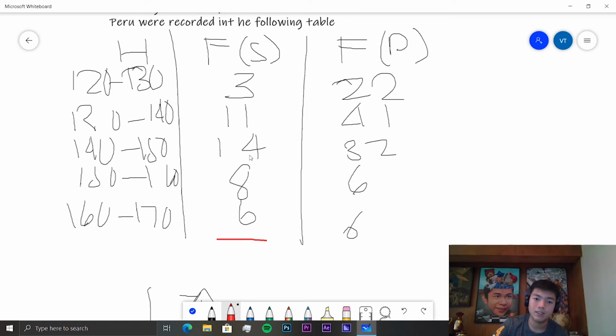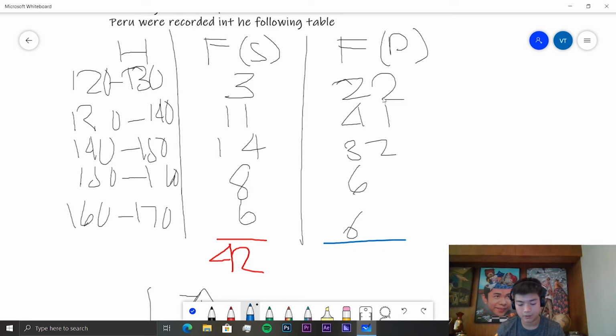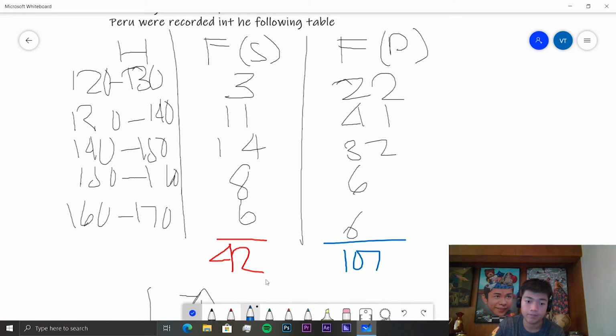So this is 14, 28, plus 8, 36 plus 6 is 42. So we have 42 total here. And over here we have 22 plus 41 plus 32 plus 6 plus 6. So we have 107 total students here.